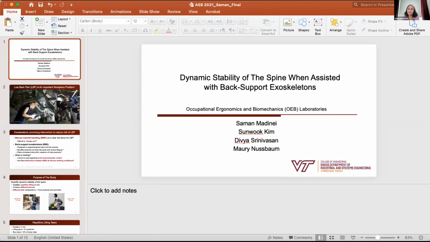Thank you, Matthew. Great talk. And our final talk of this session is by Saman Madani. And the talk is Dynamic Stability of the Spine when Assisted with Back Support Exoskeletons.